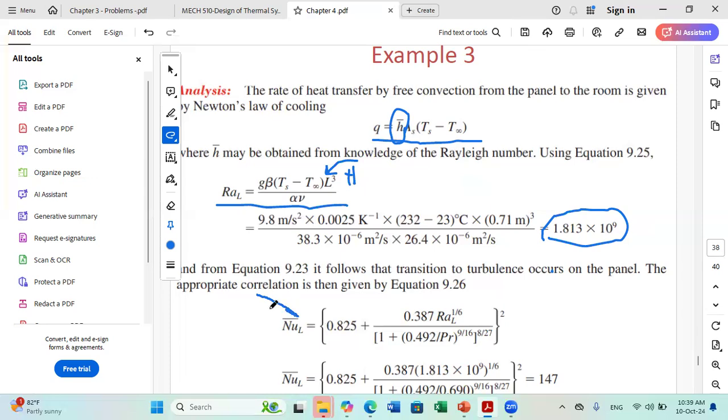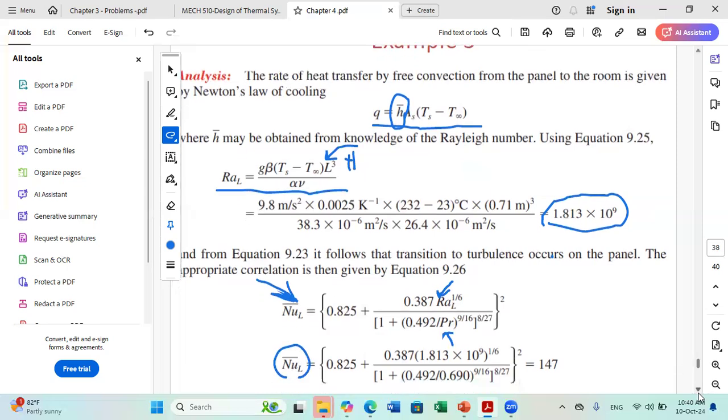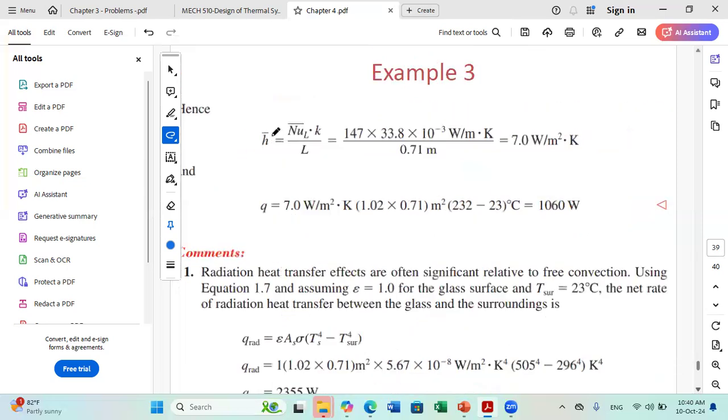Okay, so all you have to do now is to replace Rayleigh and Prandtl by their values, and this will give you the average Nusselt number. And once you find the Nusselt number, you are ready to calculate h. h bar is Nusselt bar times k over L. And now, once you have h bar, all you have to do is to replace it in.